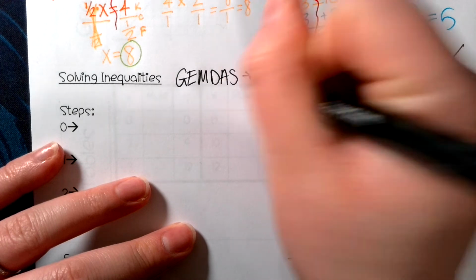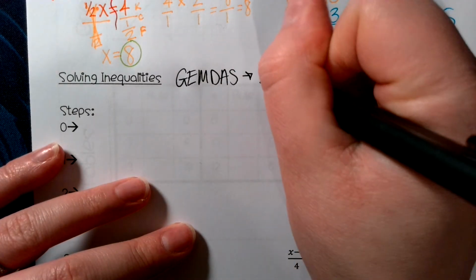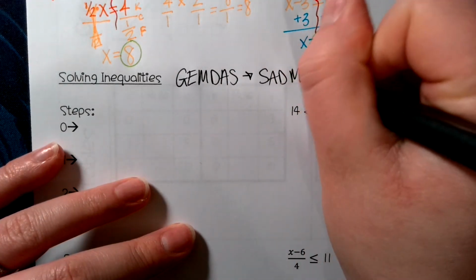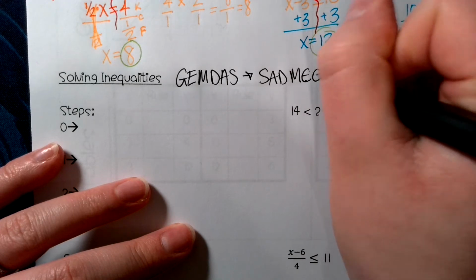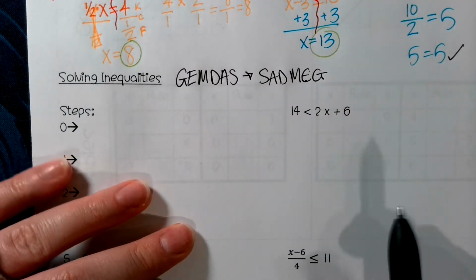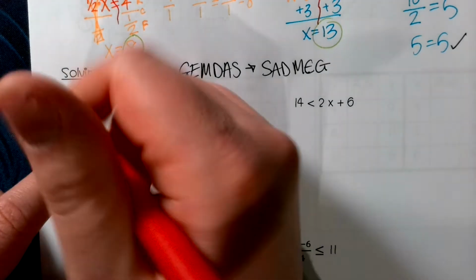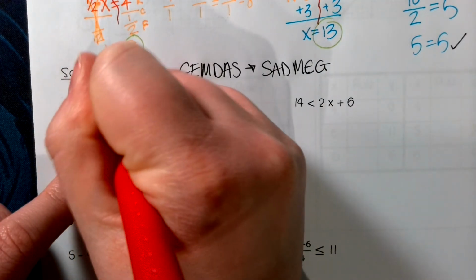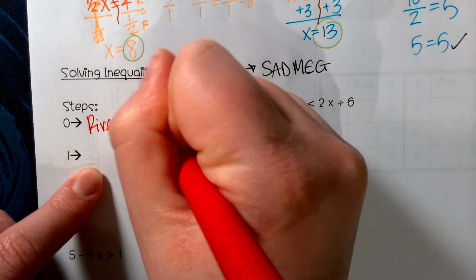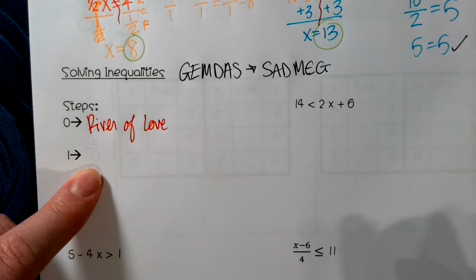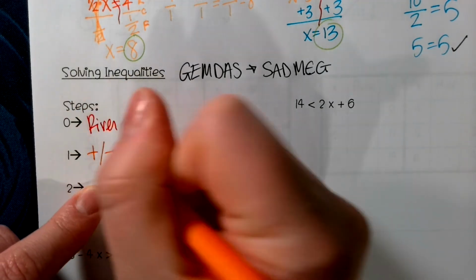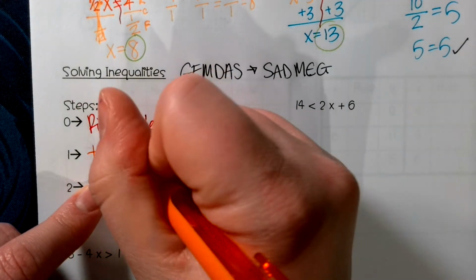And we had talked in the past about GEMDAS in reverse. Sad Meg. Poor Meg, sad Meg if you do it backwards. So again, step 0, you want to draw that river of love, or the train tracks, if you're used to hearing Mrs. Prada say that. Then we're going to add or subtract using inverse operations.